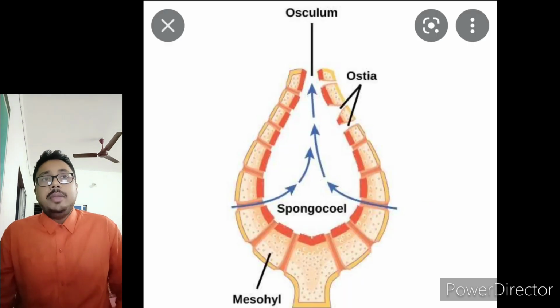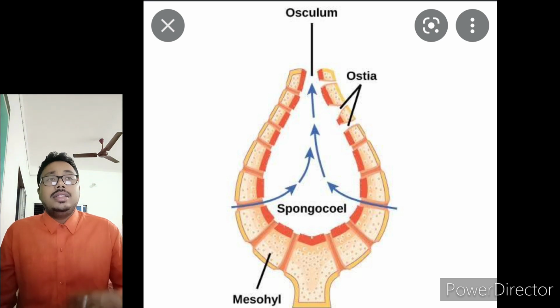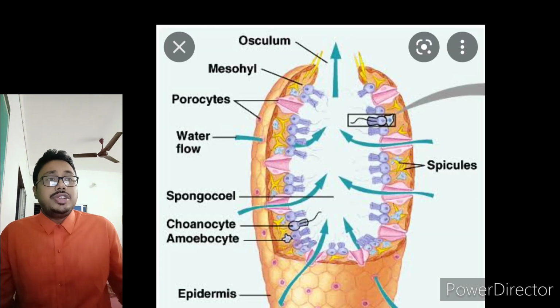Now, their body cavity is called spongocoel. Body cavity means the space inside the body is known as spongocoel. Their digestive system is absent, but there is a special part known as choanocytes. You can see the picture. The choanocytes help them in digestion.